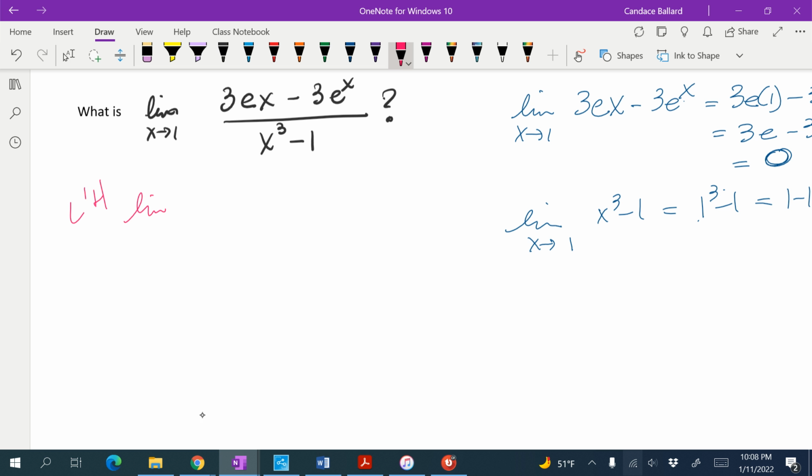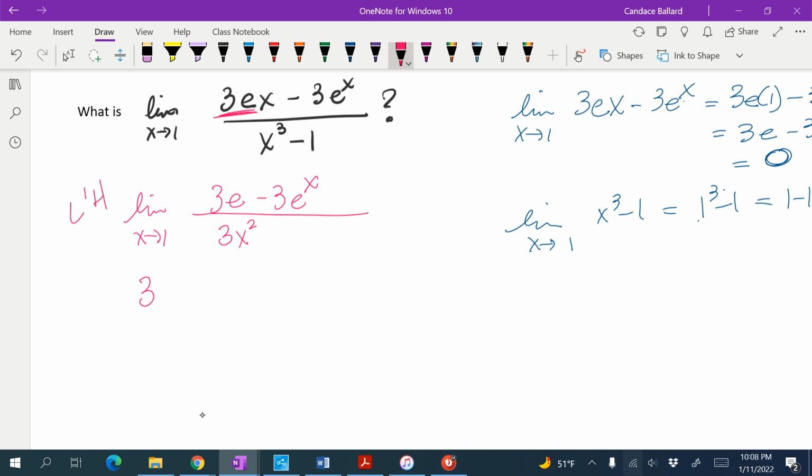So I'm keeping the limit as x approaches 1 out front. I'm going to start taking my derivatives. The derivative of this first term, remember, 3 and e are numbers, x is just an x, so this would just be 3e. They're coefficients. Minus 3, and then the derivative of e to the x is e to the x. The derivative of the denominator would be 3x squared, and then the 1 goes away because the derivative of negative 1 is 0. Let's go ahead and plug in our 1 and see what happens.